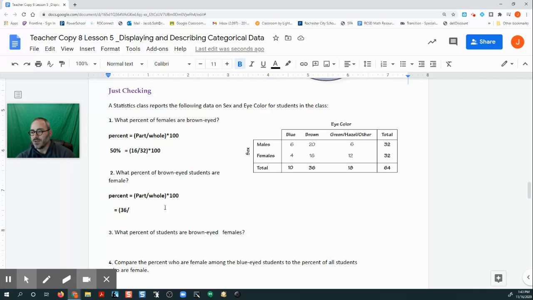Oh, wait, I read this wrong. What percent of brown-eyed students are female? So brown-eyed students is actually my whole, right? And then what percentage of them are female? 16, right? 16 out of 36. 16 is the number of female brown-eyed students of all brown-eyed students. What percent of all brown-eyed students are female? Female is our part, that's 16, and 36 is our whole.